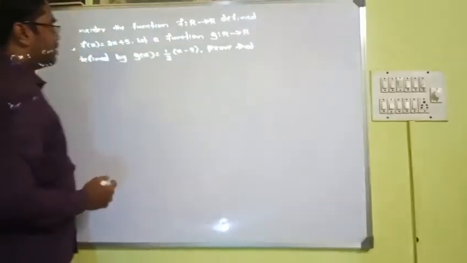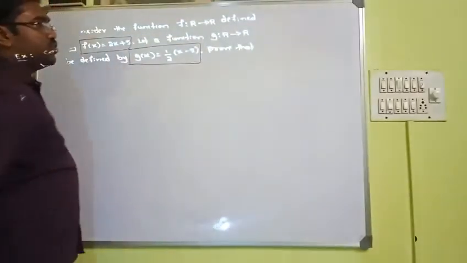Let's take one example. Consider the function f from R to R defined by f of x equals 2x plus 5. Let a function g from R to R be defined by this. So we have two functions, f is this function and g is this function. What they are asking us is to prove that g is an inverse of f.